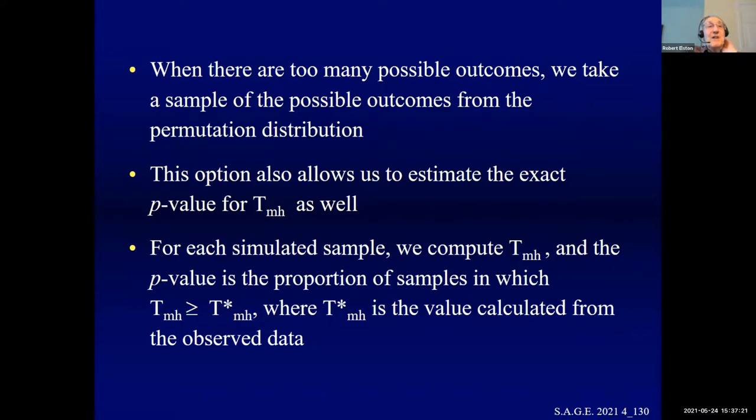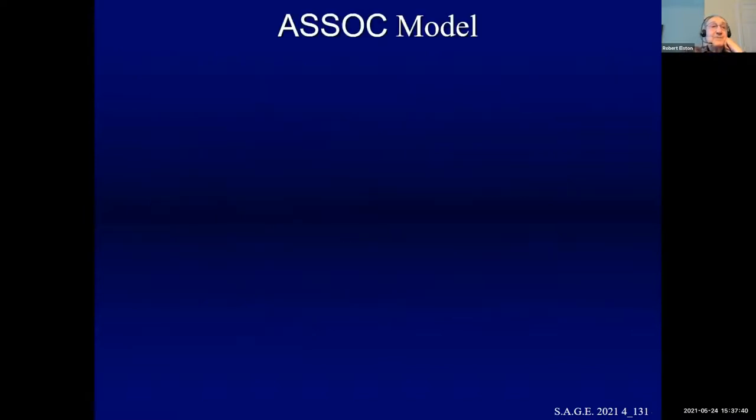This is all the theory behind how we get the exact p-values, or at least the estimated exact p-values, put it that way, based on not the complete data, but a random sample of tables. Now the ASOP model. As I say, the ASOP model was designed purely for association, for when we started getting markers that we thought were associated. We were doing this even before we had the millions of markers. Maybe we only had hundreds.